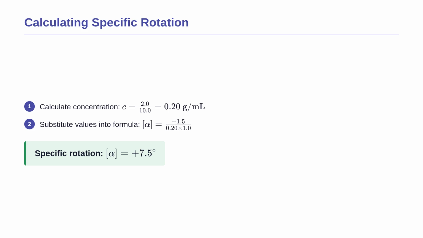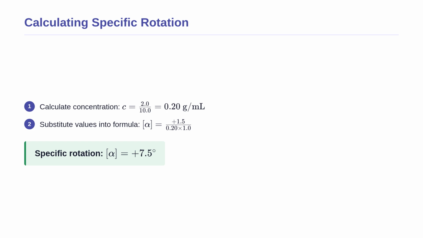Let us put this formula to work with a concrete example. Suppose you dissolve 2 grams of an unknown sugar in enough water to make 10 milliliters of solution. You place this in a 1 decimeter tube and observe a rotation of positive 1.5 degrees. First, we must find the concentration by dividing the mass by the volume, giving us 0.20 grams per milliliter.